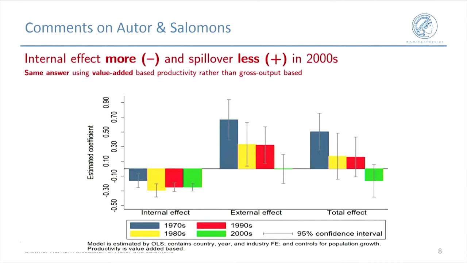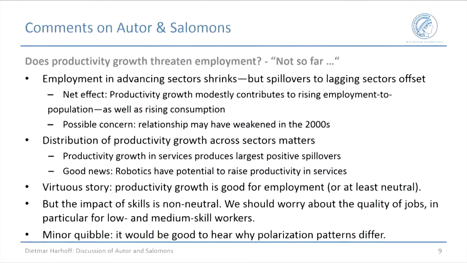The standard errors, especially in the external effect estimators, are fairly large. That is understood because that's sort of aggregating variables on the right-hand side, which makes them less precise. And then you also get a relatively noisy overall effect. But if you want, you can interpret a time story into this particular picture. So the conclusions that the authors draw are then not quite so strong as in the abstract of the paper. Does productivity growth threaten employment? Not so far.